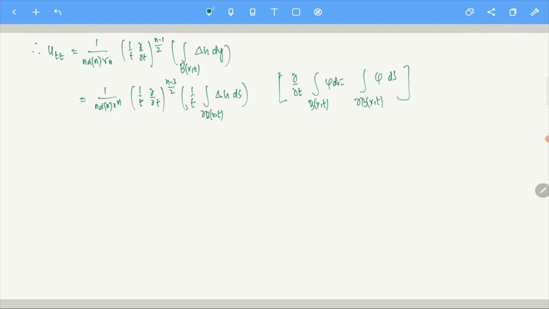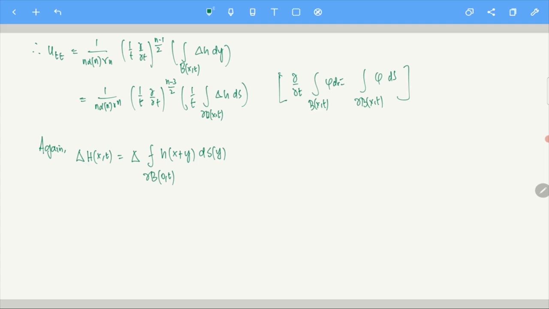Now again, what happens with the Laplacian of capital H(x,t)? If I calculate it, basically that is the Laplacian of the integral over ∂B(0,t) of h(x+y) dS_y. Clear?